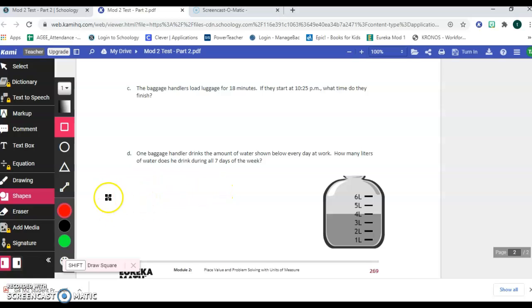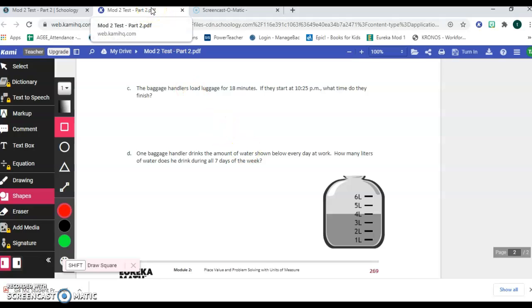Maybe you're drawing a picture, maybe you are writing an equation, maybe you're using the standard algorithm. You could use an open number line. Even a tape diagram would be a good way to do this to show that you understand your calculation and what's actually happening here. All right, and that's that.